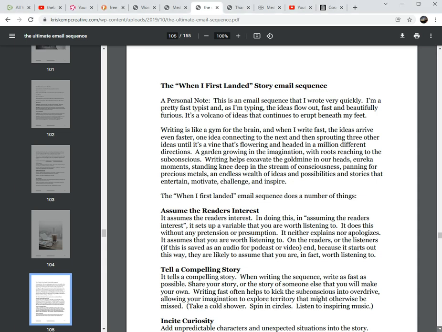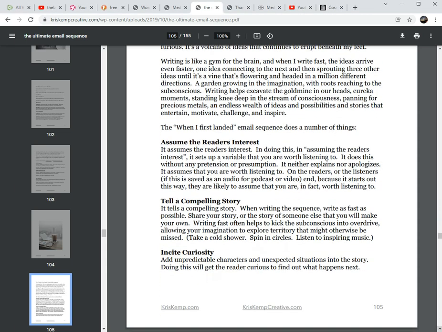Hopefully it tells a compelling story. When writing the sequence, write as fast as possible. Share your story or the story of someone else that you will make your own. Writing fast often helps to kick the subconscious into overdrive, allowing your imagination to explore territory that might otherwise be missed. Take a cold shower, spin in circles, listen to inspiring music. Fast.